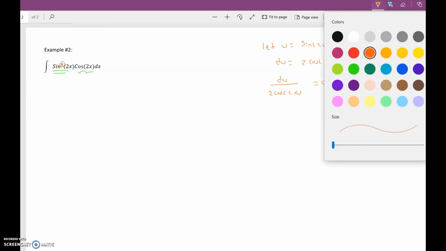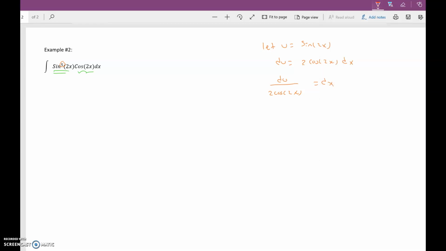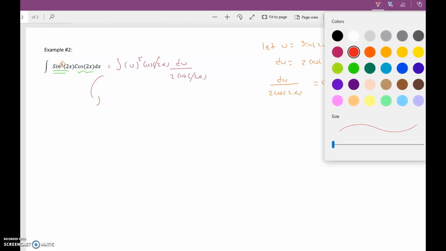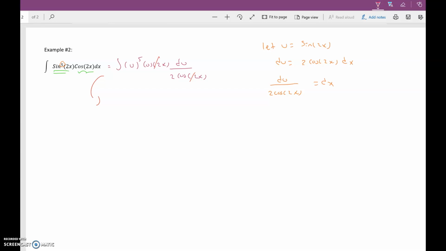Now, let me rewrite it. And in this case, actually, I could just say equals. This is equal to the actual integral. And this is now u to the fifth power times the cosine of 2x. And then you're going to have the du over 2 cosine of 2x. And same idea as what we reviewed with the u substitution. You want to express all of these integrals in terms of the u, and they should be in simplest form.